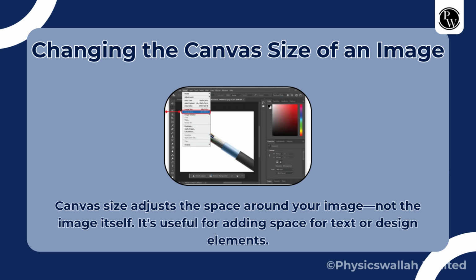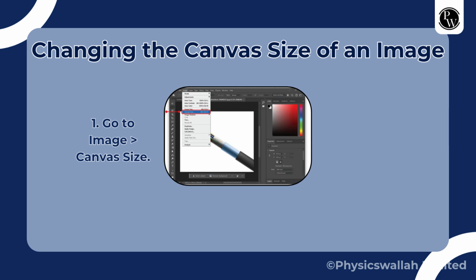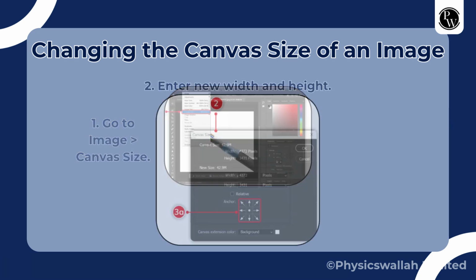Changing the canvas size of an image. Canvas size adjusts the space around your image, not the image itself. It's useful for adding space for text or design elements. Go to Image, Canvas Size. Click Image in the top menu, then choose Canvas Size.